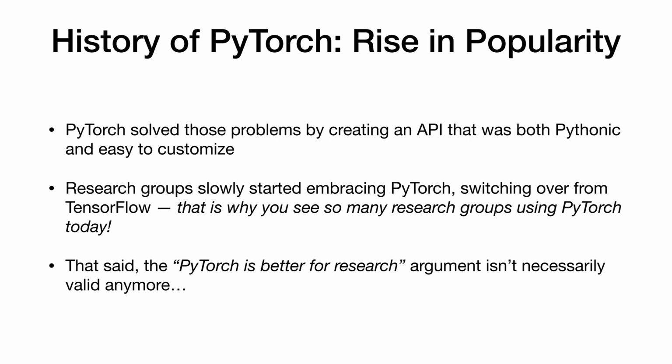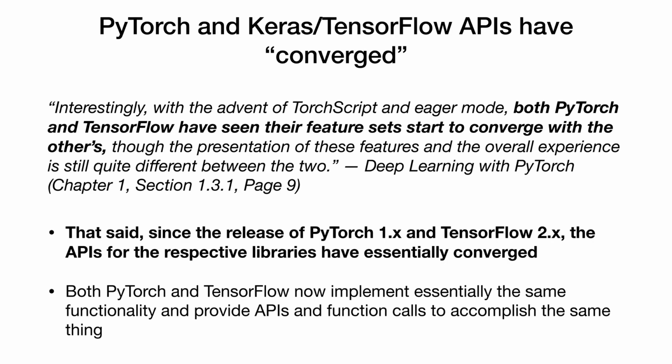That said, this whole PyTorch is better for research argument isn't necessarily true anymore. It was undoubtedly true back in TensorFlow version 1, but not so much the case for TensorFlow version 2. And if you go and read the official Deep Learning with PyTorch book, in chapter 1, page 9, you'll see this quote from the authors. I bolded the most important part of the quote that says, both PyTorch and TensorFlow have seen their feature sets start to converge with the others.